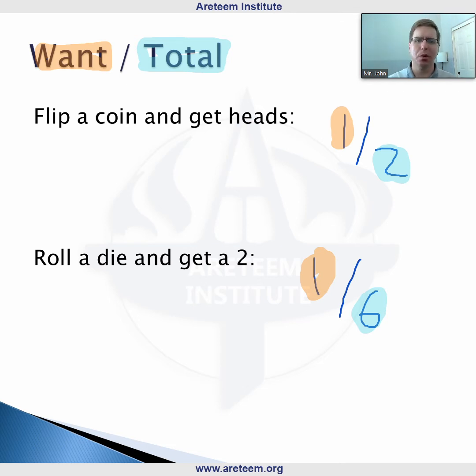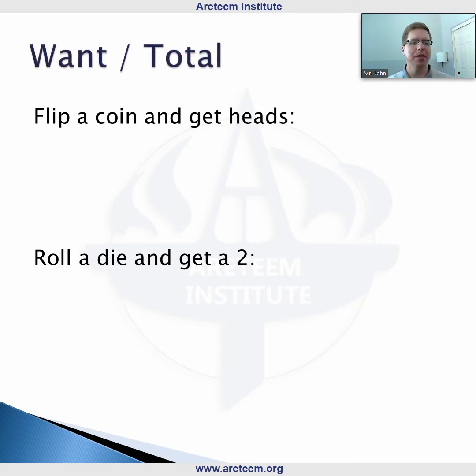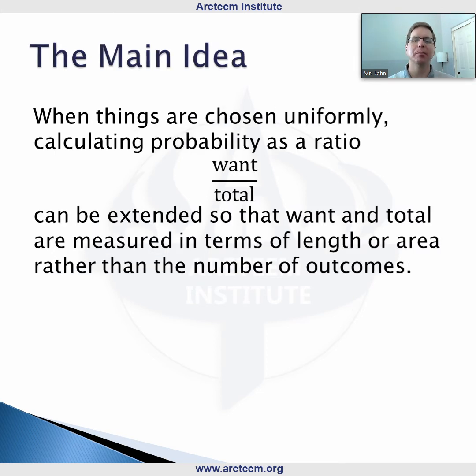Now, these are simple examples, but I want us to keep thinking about that same want divided by total when we think about geometric objects, so lines or shapes or things like that. So when choosing things uniformly, calculating probability as a ratio like we've seen, want divided by total, this can also work when we measure things in terms of length or area. So this is where the geometric probability comes in.